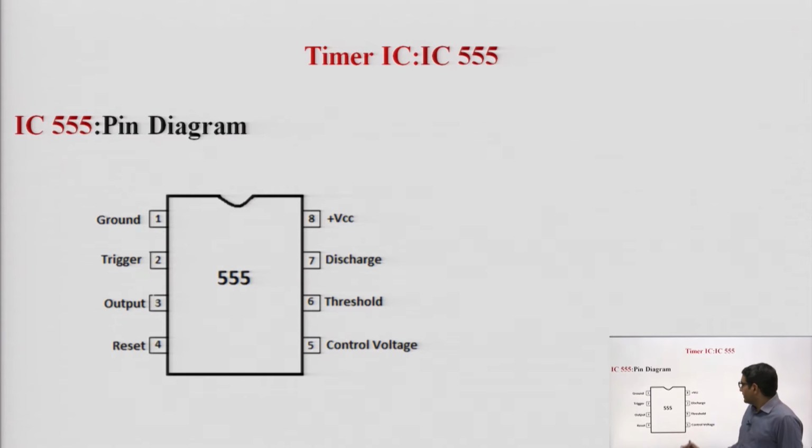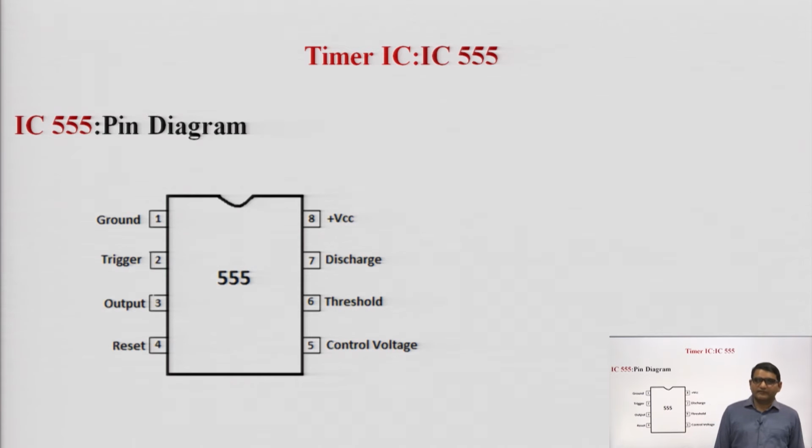This is the pin diagram of the IC 555 timer. It is basically an 8 pin DIP IC, dual in line package IC. Pin number 1 is for ground, 2 is trigger, and we take the output from pin number 3. We can reset the IC function with the help of pin number 4. Pin number 4 is defined as the reset pin.